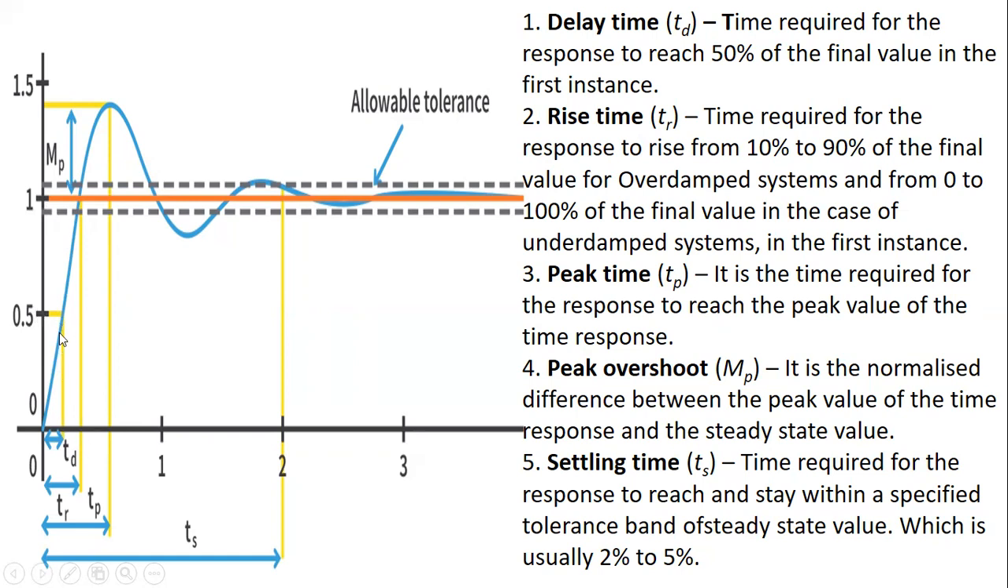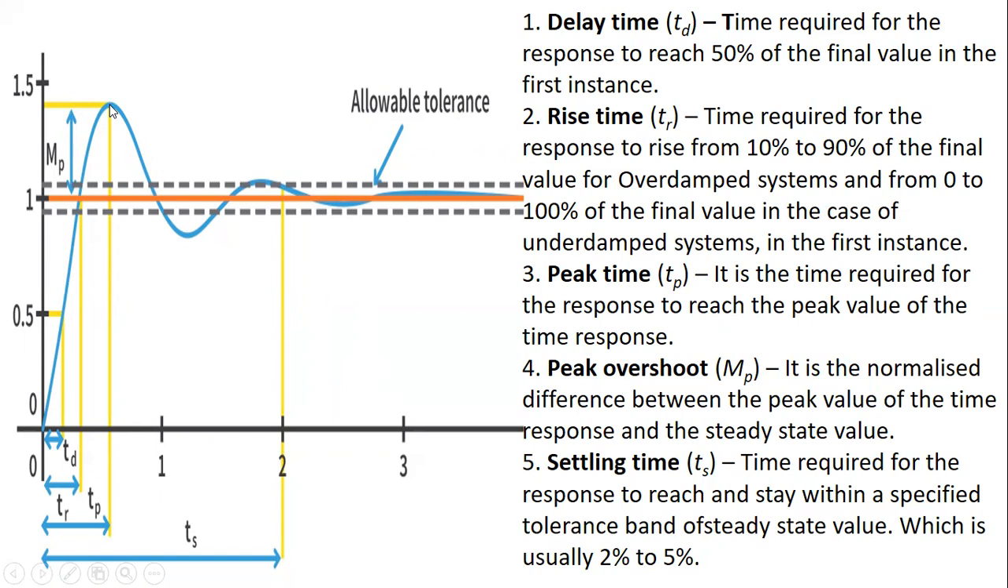And this is the time, if you take from this curve a straight vertical line onto the x-axis, which is the time. So this is the delay time, which is nothing but the time required for the response to reach 50% of the final value in the first instance. That's very important. Then we have TR from here, rise time.